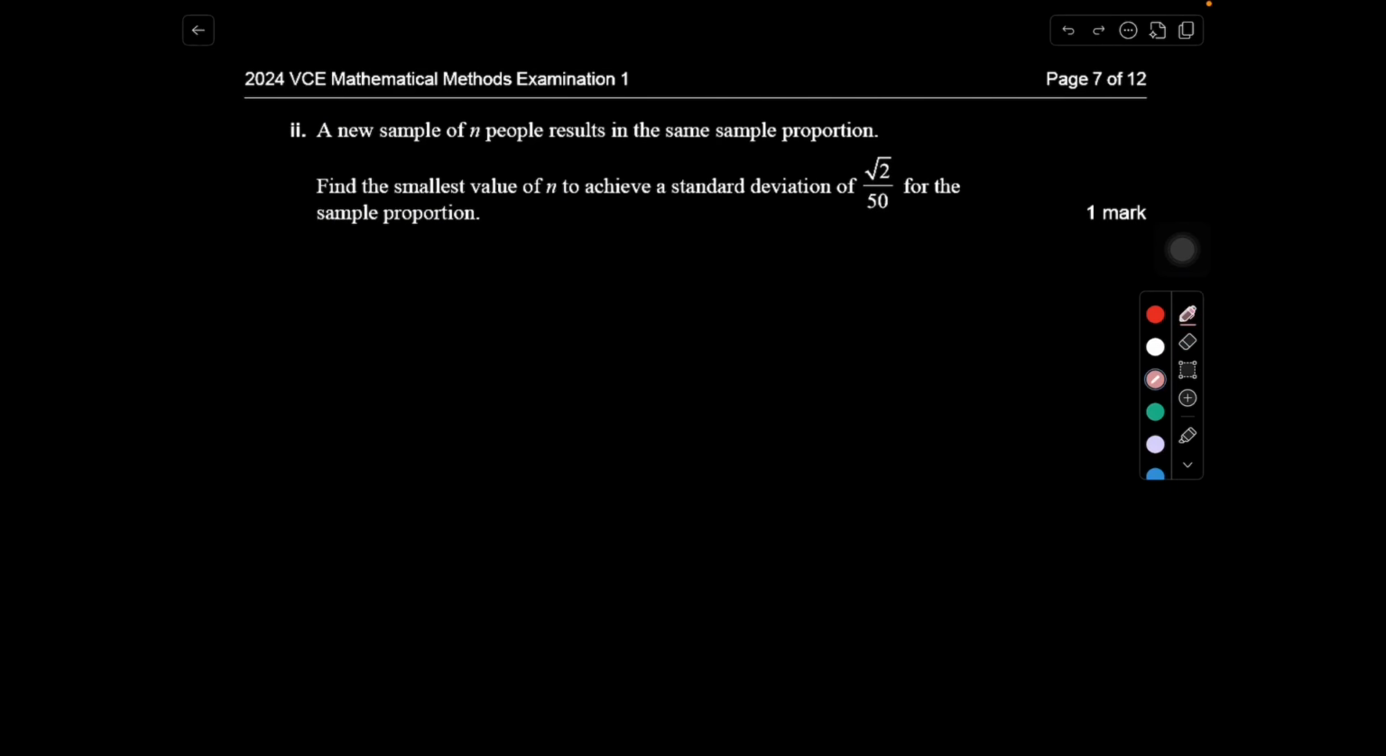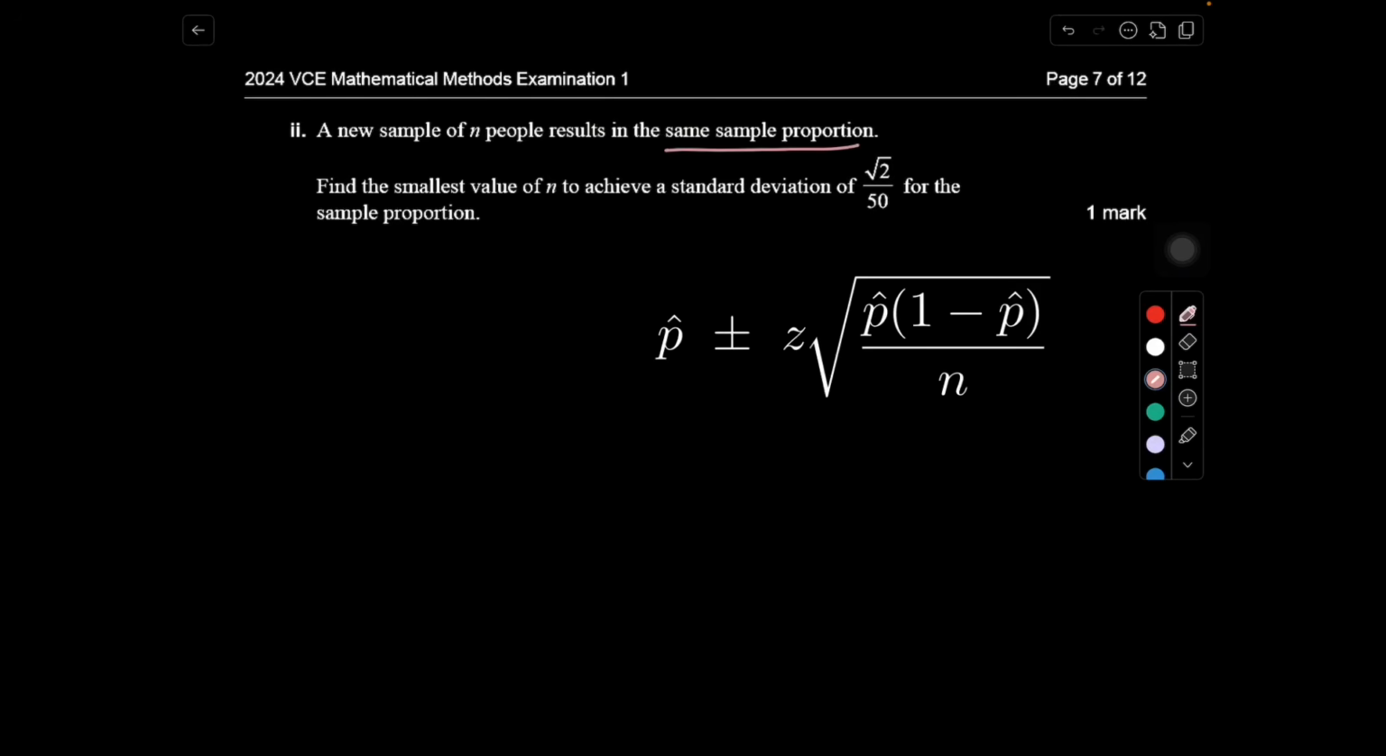For this question, we need to use this part of our formula from before. This part is the part that represents our standard deviation. The question says that it results in the same sample proportion as before. So remember that our sample proportion before was 3 over 5, which we got by dividing 60 over 100. Now here it says find the smallest value of n to achieve a standard deviation of root 2 over 50. So we know that our standard deviation has to equal root 2 over 50.